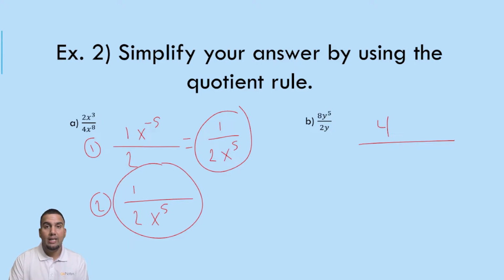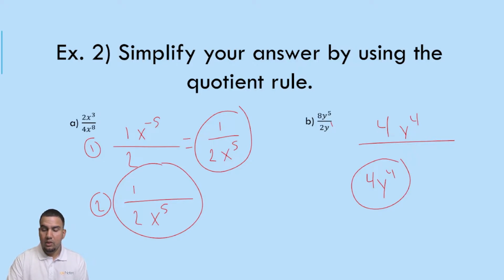I'm going to work with the y's, but I'm going to stop because I don't like y to the 5th over y to the what? Remember, there's always an imaginary 1. You're going to subtract the exponents and put it where it's bigger. 5 minus 1 is 4. It's bigger on top, so I'm going to put y to the 4. Now I don't have anything on the bottom, so because of that, I could either put a 1, or we could just erase it and write 4y to the 4. And that's my final answer. And this is called the quotient rule.